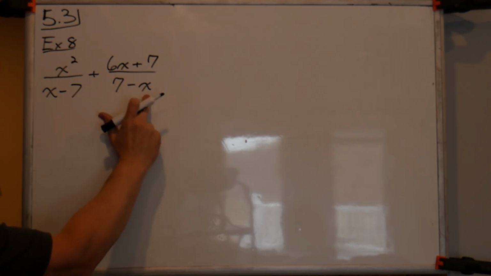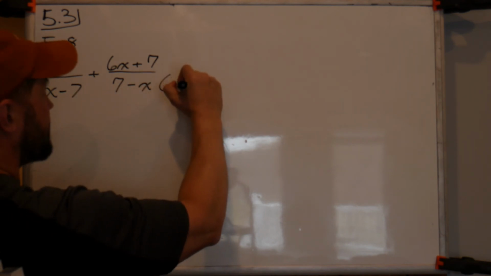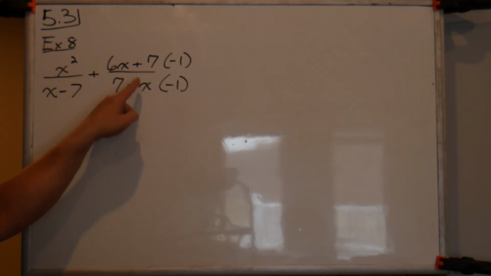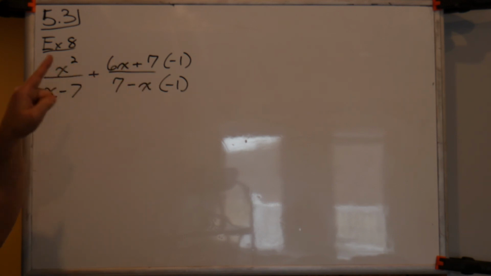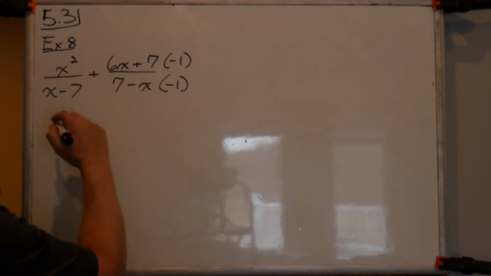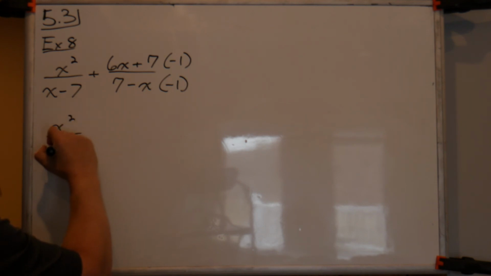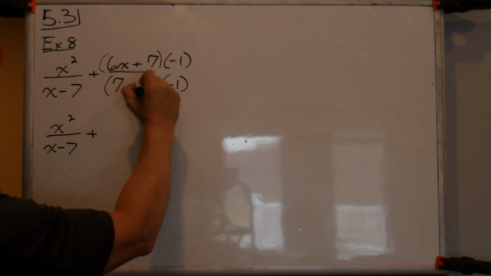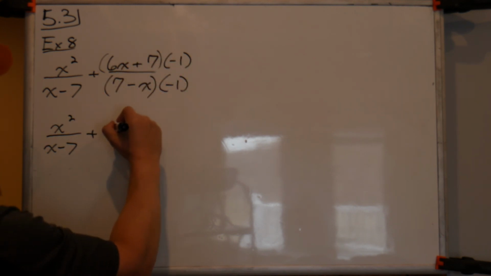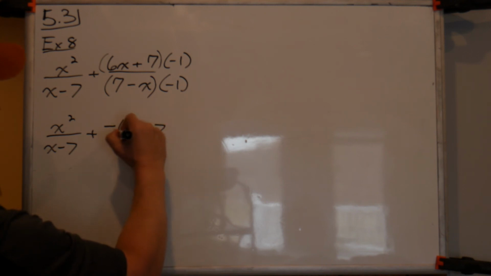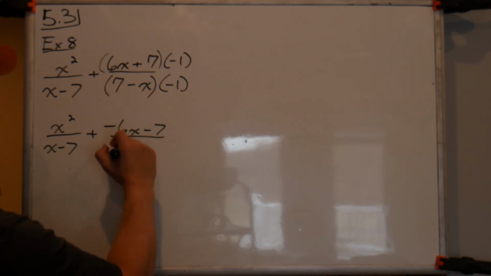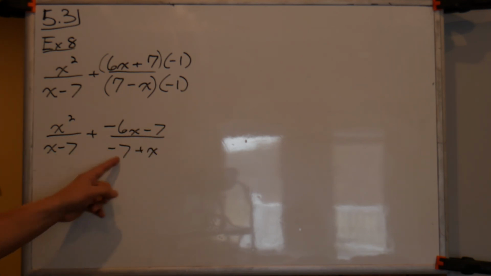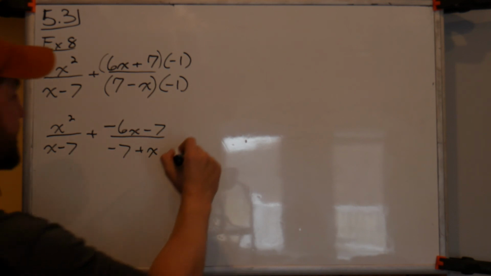Since these are opposite of this, I can simply multiply through by a negative 1. Multiplying through both by a negative 1 will give me my LCD just by changing its appearance. I'll rewrite it all down here. When I multiply through, remember these are quantities. When I multiply through by a negative 1, I get negative 6x minus 7 all over negative 7 plus x, which is x minus 7. Now I have an LCD.